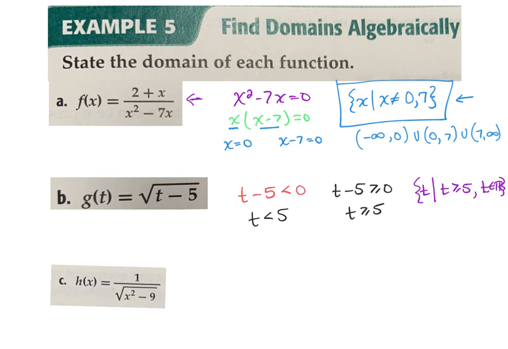What about the last one? The denominator cannot be 0 and it can't be negative, right? So I need this one to be just greater than 0, not greater than or equal to 0, right? Just greater than 0. So where does this happen? Add your 9 over. Where does this happen?